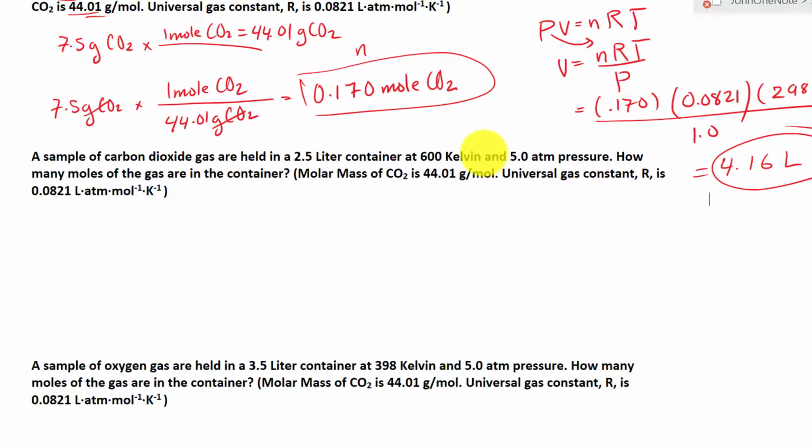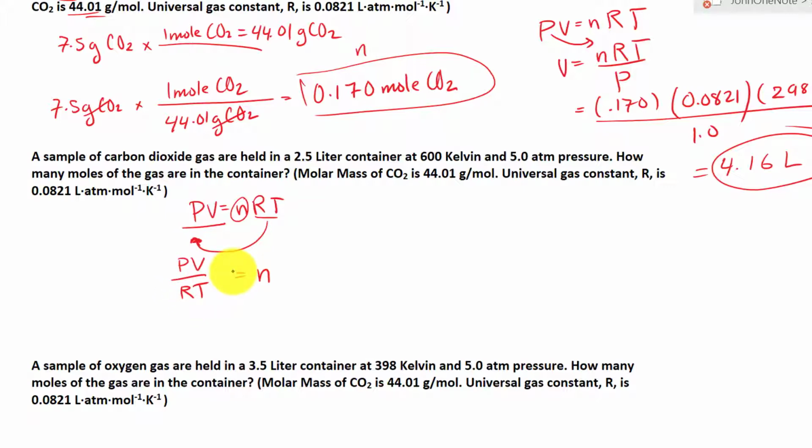And let's try another problem where we have to solve for a different variable using the ideal gas law. A sample of carbon dioxide is held in a 2.5 liter container at 600 Kelvin and 5 atm pressure. How many moles of the gas are in the container? So again, we are using the ideal gas law because it's not at standard temperature and pressure. So we have PV equal to nRT again. But in this case, we are solving for n. So to solve for n, we bring RT over, so this is going to be on the bottom. So we have n equal to PV divided by RT.